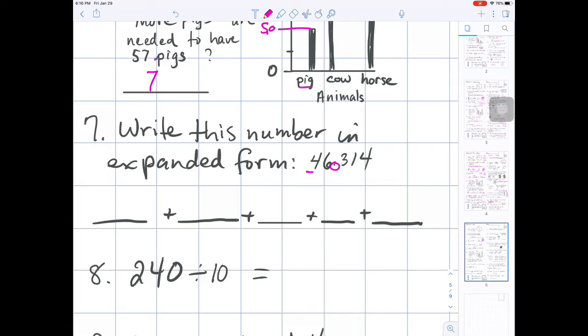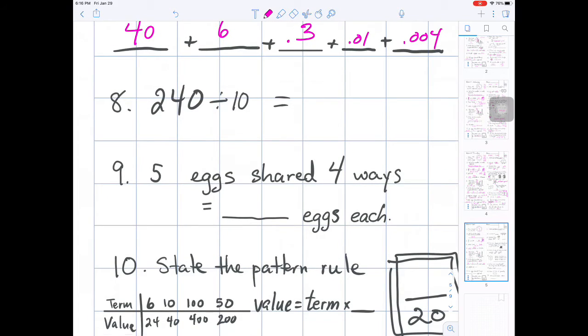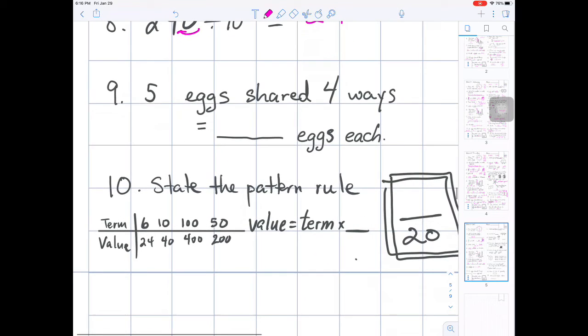Write this number in expanded form. Here's my decimal. Here's my wholes, my parts. I have 4 tenths. Looks like this. 6 ones, 3 tenths, 1 hundredth, and 4 thousandths. 240 divided by 10. Simple as moving the decimal over one place. 24.